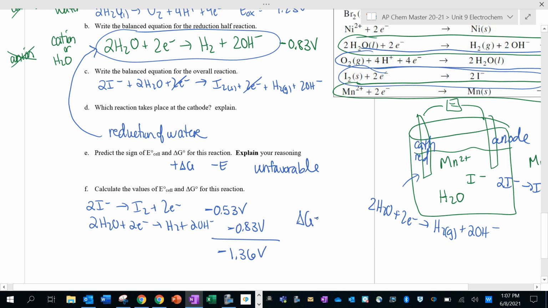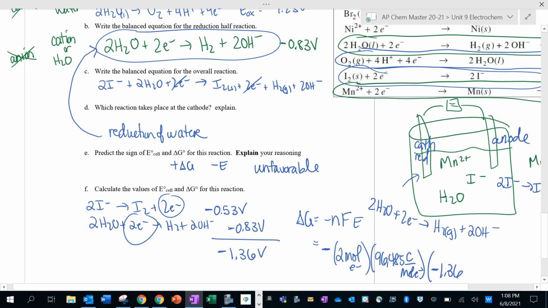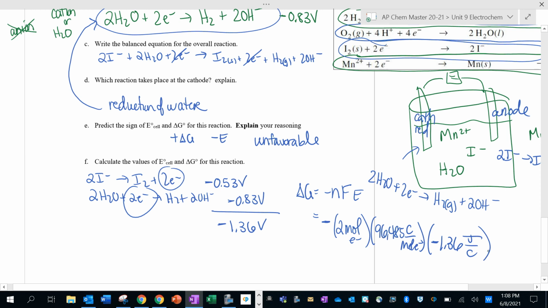And then your delta G is negative nFE. Again, don't forget the negative out front. And then n is the number of moles of electrons, which is 2 in this case, since we're losing 2. F is Faraday's constant, so 96,485 coulombs per mole of electrons. And then our last value is the voltage, negative 1.36 volts, which is a joule per coulomb. So there you go. You can stop and solve. You'll end up with a positive value that is in joules.